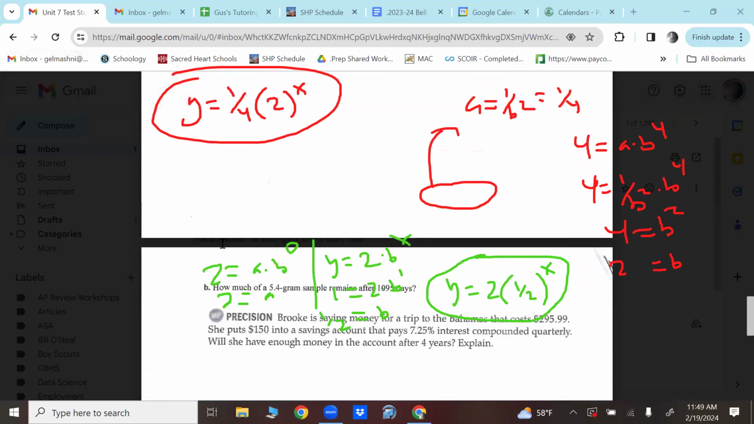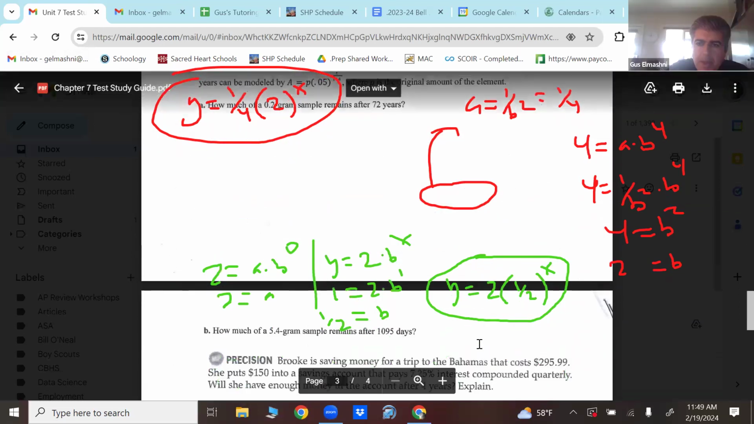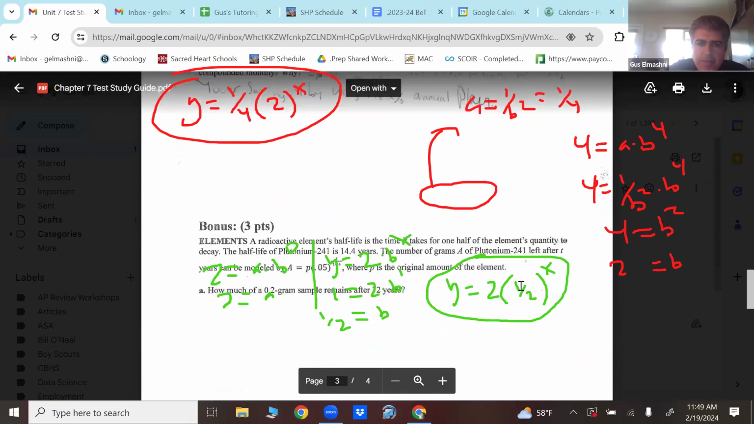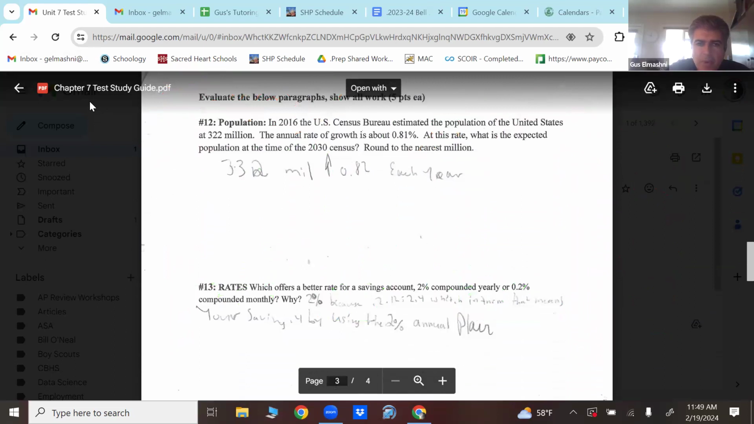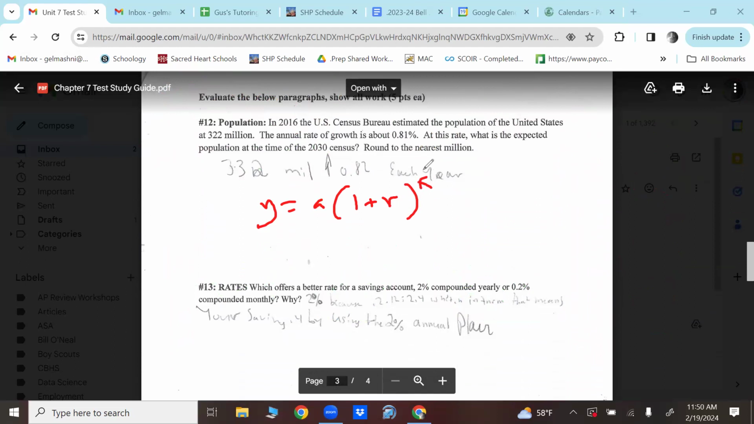Then we got some word problems here, and we could wrap this up in the next 10 minutes. So using the same formula again, but usually we write it like this: y equals a times (1 plus r) raised to the x power, where your r is 0.89, it's growth, so you add it on.